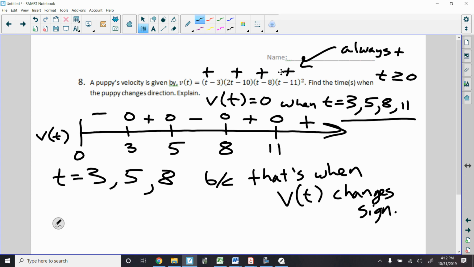That's when v of t changes sign. V of t did not change, even though v of t was equal to 0 at 11. V of t did not change sign there. Make sure in your justifications you're actually referencing v of t, not saying that's where it changes signs.